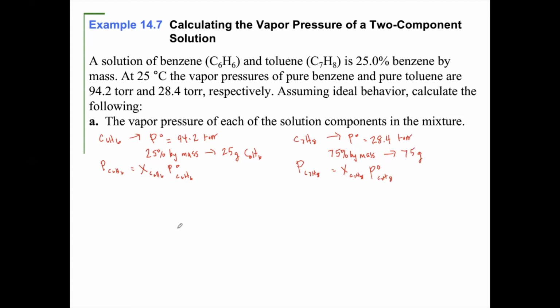So a good place to start here is finding the moles of each of these. For moles of benzene, we've been given 25% by mass, but we're saying it's 25 grams. So we have 25 grams of benzene, and let's just convert that to moles. Likewise, for the toluene, we have 75 grams, so we're going to convert that.